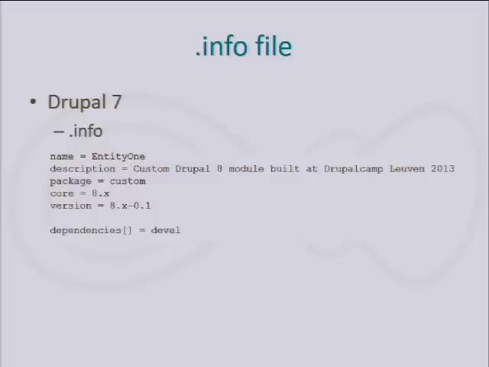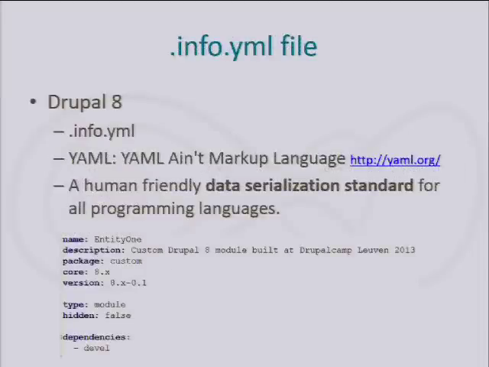The info file is usually the first file you create when building a new module. This is a typical Drupal 7 info file. It's a custom Drupal format, if you can call it a format, of course. Just key equals value, etc. In Drupal 8, they've adopted YAML. An info file is now .info.yml. YAML stands for YAML Ain't Markup Language. It's a human-friendly data serialization standard, thank God, for all programming languages.